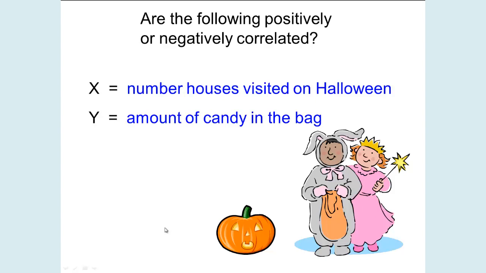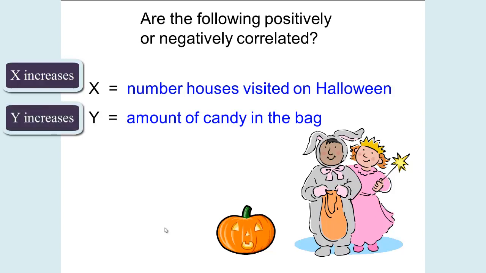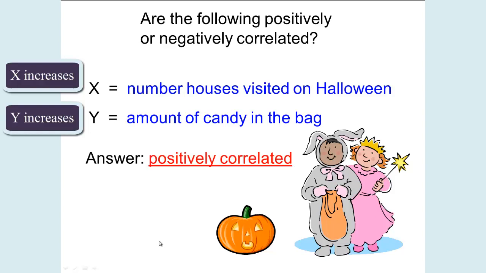Are the following positively or negatively correlated? The number of houses visited on Halloween is your X, increasing. So the more houses you visit, what happens to Y, the amount of candy in the bag? It would also increase. More houses, more candy, X increases, Y increases. They're moving in the same direction, therefore you are positively correlated.